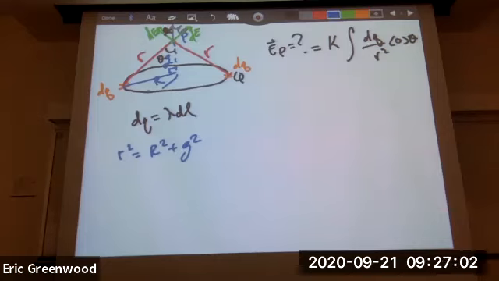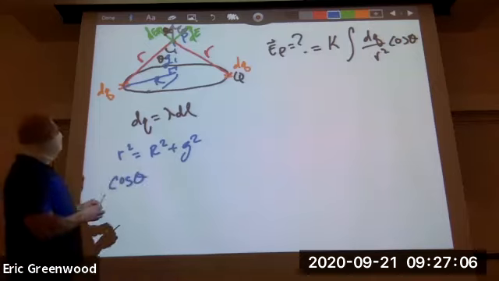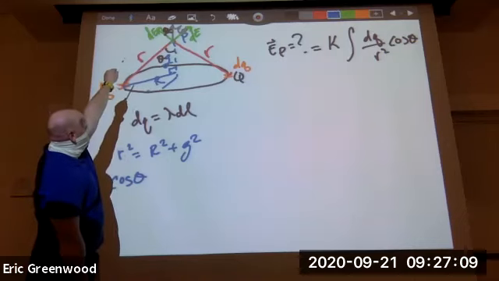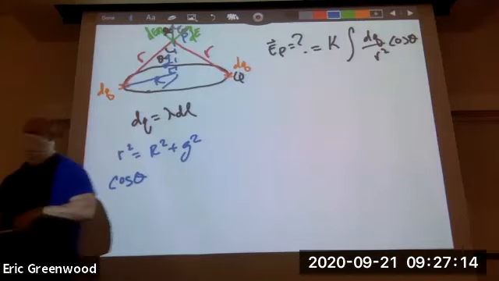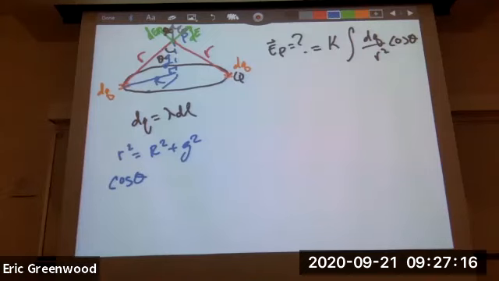What about cosine theta? Cosine theta, we know by definition, is equal to the adjacent side divided by the hypotenuse. But as I said, instead of using that theta up there, let's use this theta here because those two thetas are the same. That way I can rewrite theta in terms of geometry. So according to this angle here, what's the adjacent side? Z, and the hypotenuse is simply r. So this is going to be equal to z divided by r, which is then equal to z divided by the square root of R squared plus z squared.